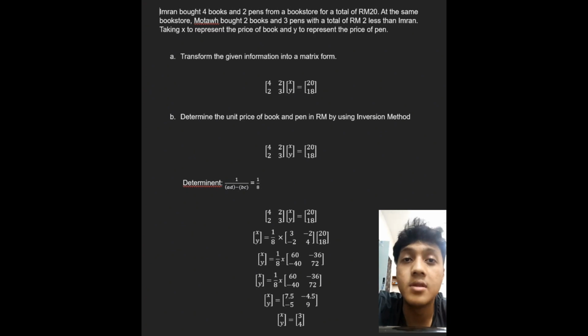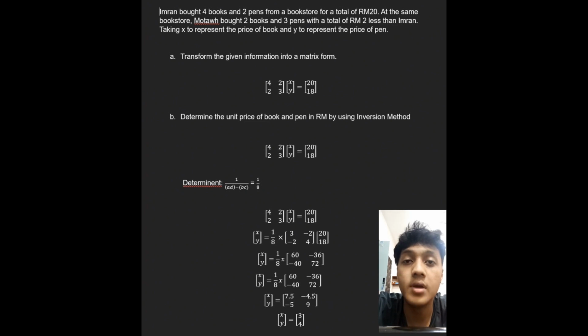8 times 60, negative 36, negative 40, and 72. So from the earlier matrix, 3 times 20 you get 60, and negative 2 times 18 you get negative 36, negative 2 times 20 you get negative 40, and 4 times 18 you get 72. After that, you multiply the 1 over 8 in the matrix.